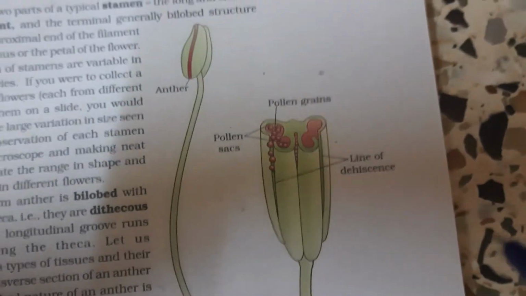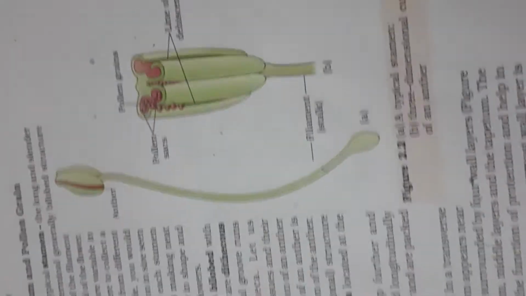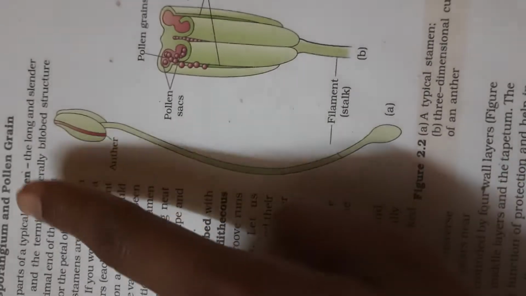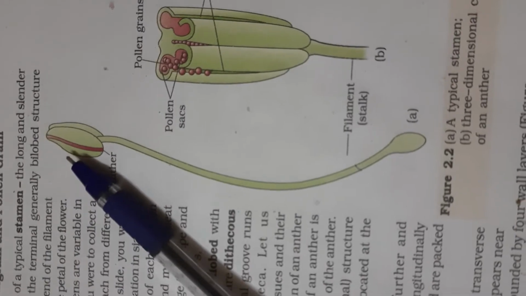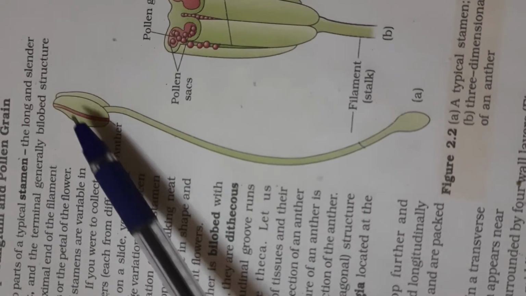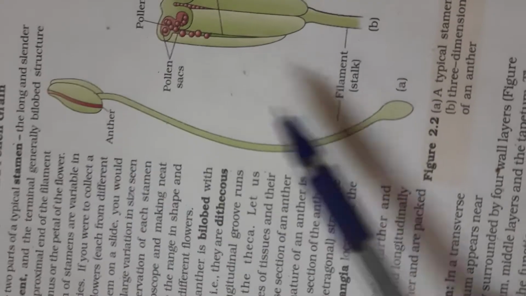Here this is stamen. Filament. Here this is anther, connective, and this one is the filament. Anther, connective and the filament. These are the three parts of the stamen.